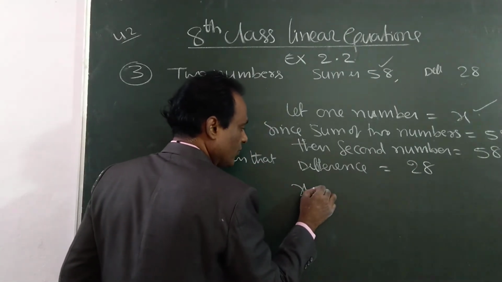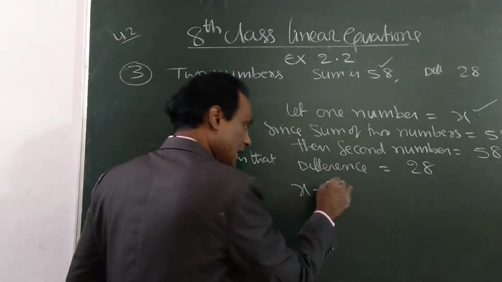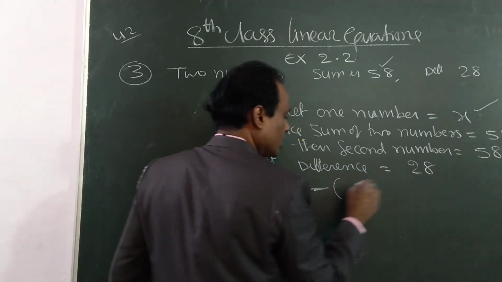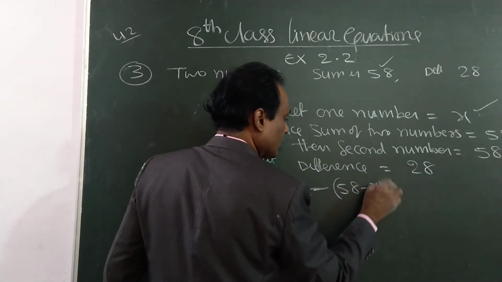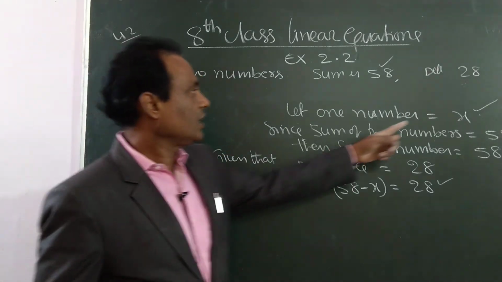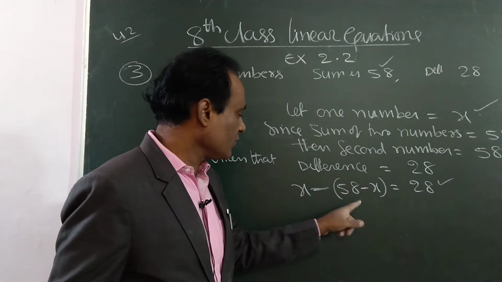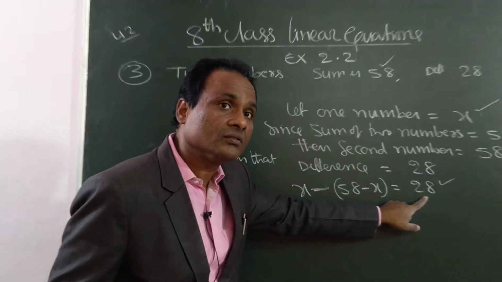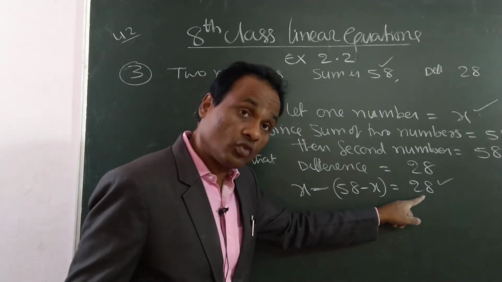Difference means minus. First number x minus, what is the second number? 58 minus x. So this minus this, the difference is given as 28.